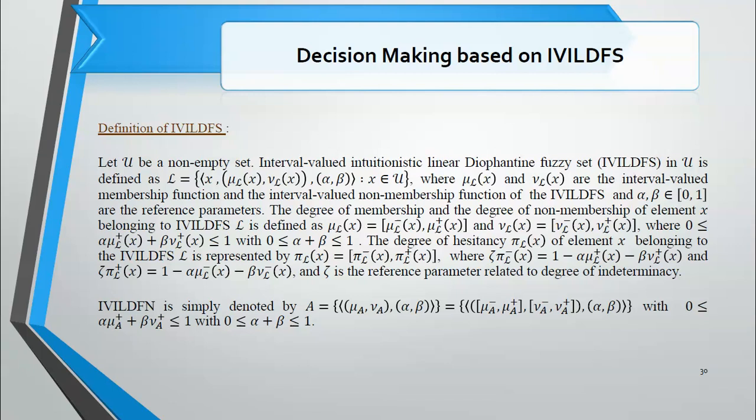Next, here we define the new concept of interval valued linear Diophantine fuzzy sets. An interval valued linear Diophantine fuzzy set L is represented by an interval valued membership function and an interval valued non-membership function, together with the preference parameters alpha and beta, where the sum of the preference parameters will be less than 1.